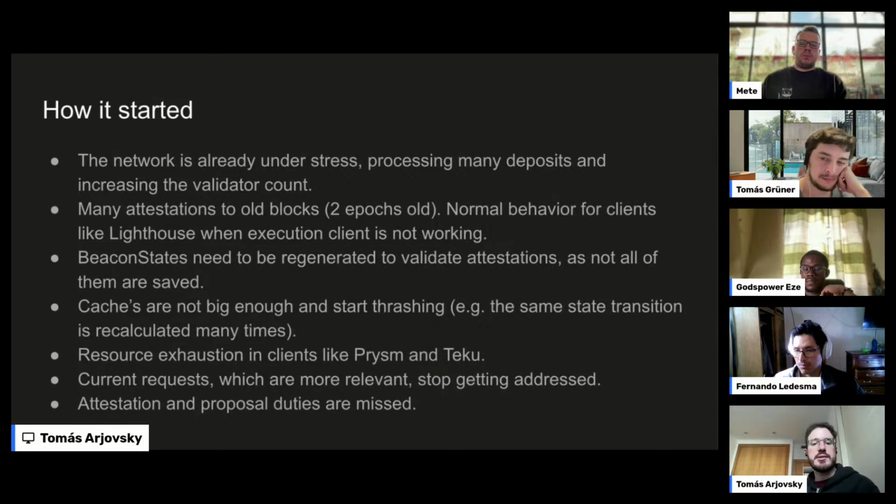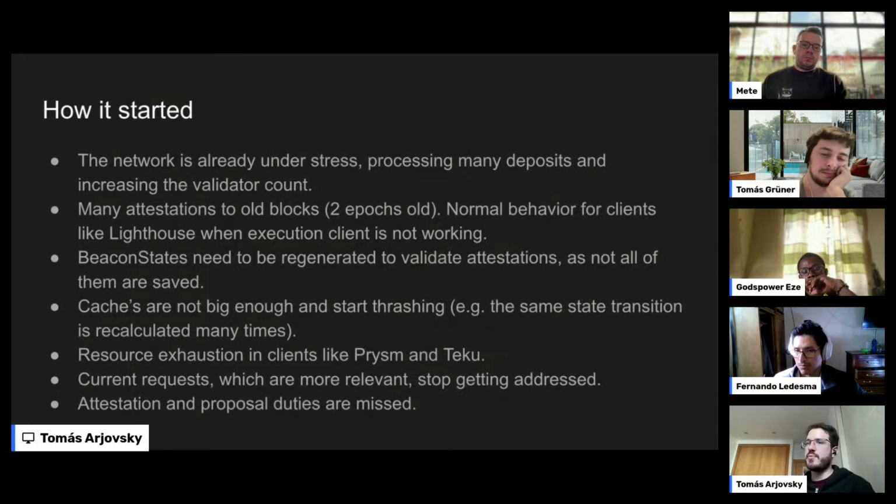And what happened here is that clients like Prysm and Teku encountered this issue. They started getting cache thrashing, and they started getting resource exhaustion, which means that their CPU and memory usage got too high. That usage was so high that they stopped being able to address current things. They stopped being able to fulfill their attestation and proposal duties.